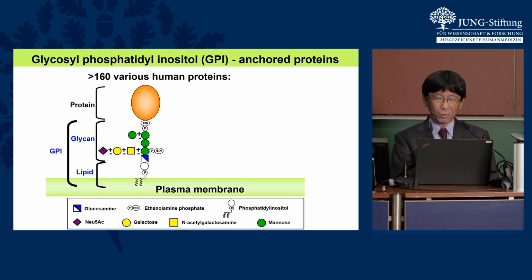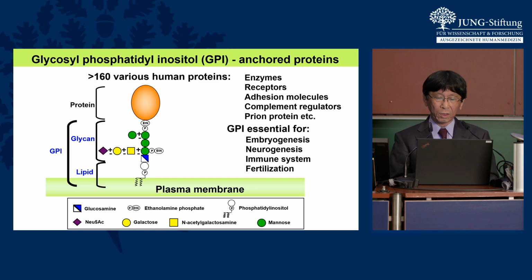In human bodies, more than 160 various proteins use this structure for the membrane anchor. And many of them are cell surface enzymes, such as alkaline phosphatase and 5' nucleotidase. And some are receptors, such as folate receptors. And some are adhesion molecules and complement regulators. The prion proteins are GPI-anchored. Because the functions of those proteins are various, the GPI biosynthesis is essential for embryogenesis, neurogenesis, the immune system, and fertilization.